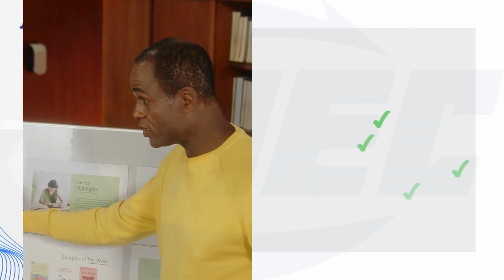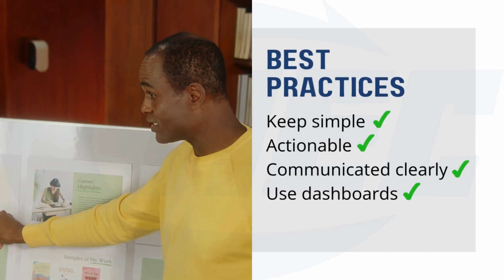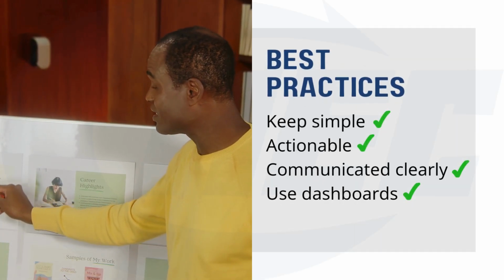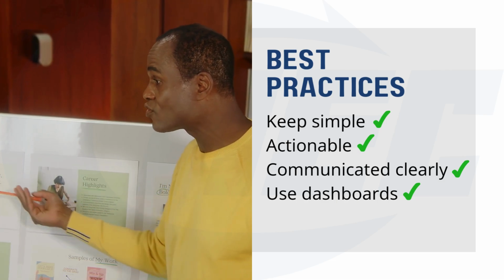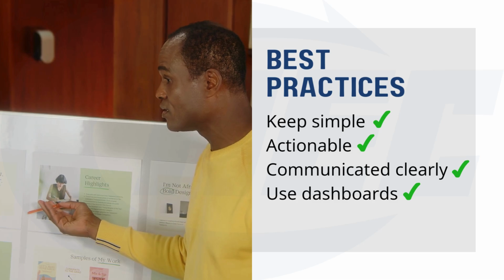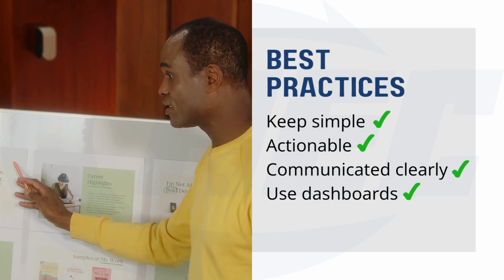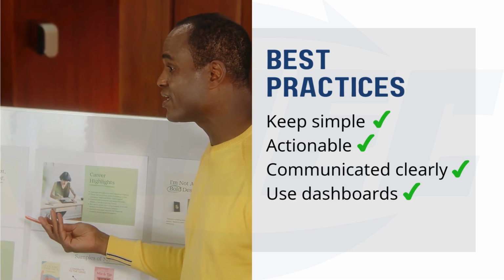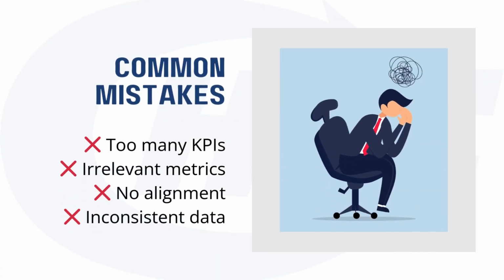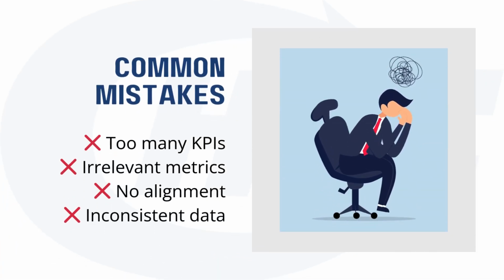When setting KPIs, keep these best practices in mind. Keep them simple, make them actionable, communicate them clearly, and use dashboards to track progress. The goal is to make KPIs easy to understand, implement, and monitor. Many companies fall into common KPI mistakes: setting too many KPIs, tracking irrelevant metrics, failing to align KPIs with business goals, and using inconsistent or unreliable data. Avoiding these mistakes ensures KPIs remain effective and meaningful.